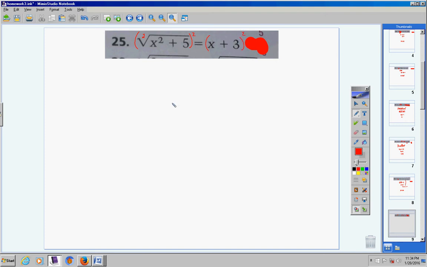Now, when you square a square root, you get the radicand. And on the right side over here, I have x plus 3 squared. Now, let's take a little side note here. x plus 3 squared does not equal x squared plus 9. You should know that by now. We're in Algebra 2. x plus 3 squared means x plus 3 times x plus 3. You write the parentheses twice because you have a power of 2.